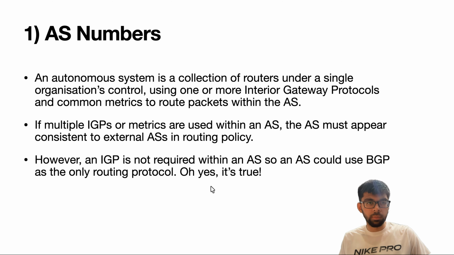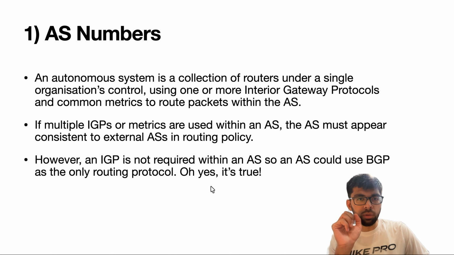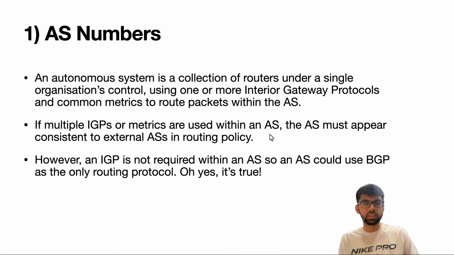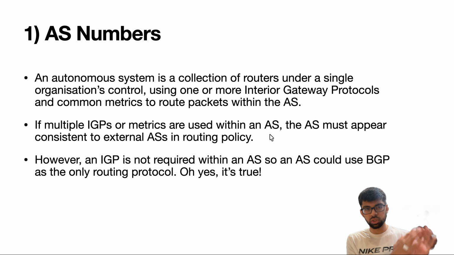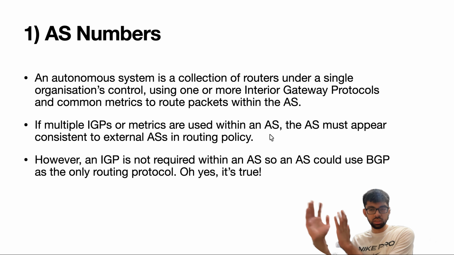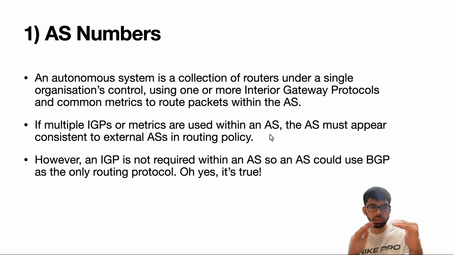So if multiple IGPs or metrics are used within an autonomous system, the autonomous system must appear consistent to external ASs in routing policy. So you can have OSPF and EIGRP running within an AS. Now the AS must appear consistent to external ASs in routing policy. There needs to be consistency between them.